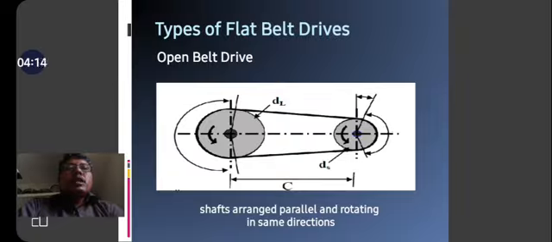Then we have to see the types of flat belt drives. The first one is the open belt drive, in which the shafts are arranged in parallel and rotate in the same direction, as shown in the figure. C is the center distance between the two pulleys, DL is the diameter of the larger pulley, and DS is the diameter of the smaller pulley. This figure shows the open belt drive.